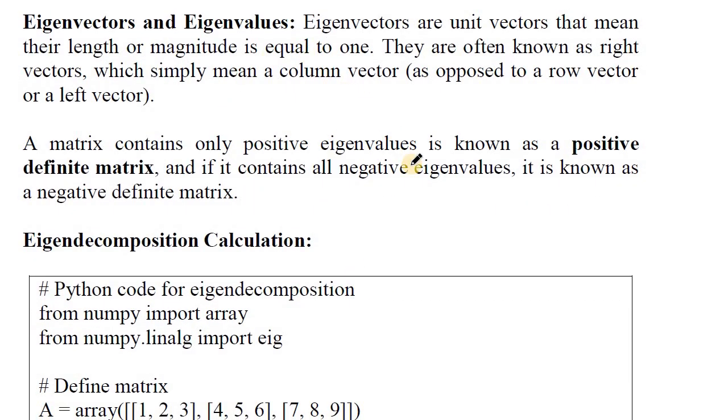Now, we come to eigenvalues and eigenvectors. Eigenvectors are unit vectors, which means their length or magnitude is equal to 1, and they are often known as right vectors, which simply means a column vector, or they can be called a row vector or the left vector. So, right means column vector, and row vector means left vector. What is right and left I've shown you above. Okay, if a matrix has only positive eigenvalues, then it is called a positive definite matrix. If it has all negative values, then it is known as a negative definite matrix.